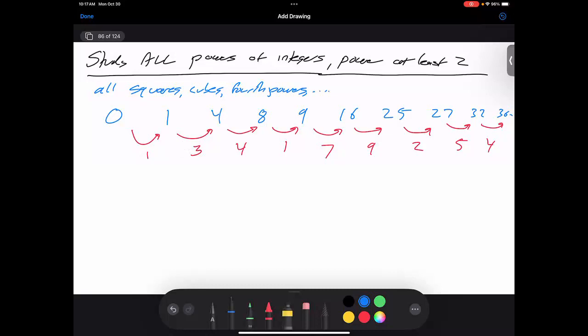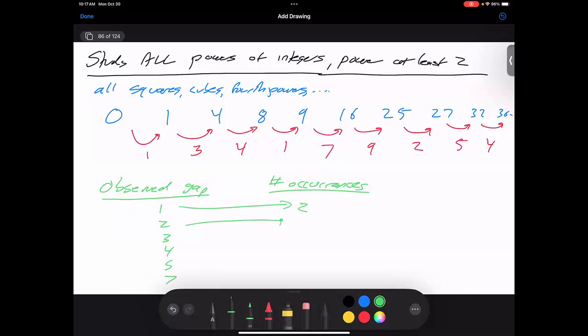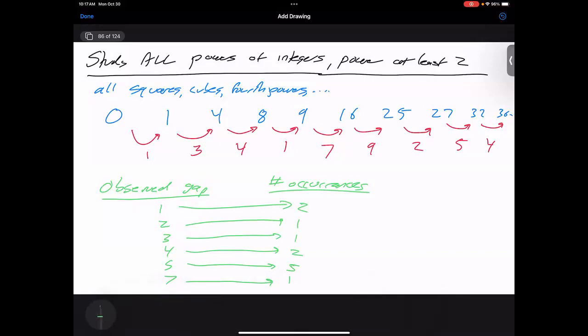And so we see 1 is a gap, we see 2 is a gap, we see 3 is a gap, we see 4 is a gap, 5 is a gap, 7 is a gap. So we can have a little table: observed gap and the number of occurrences. We have 1, 2, 3, 4, 5, 7. And 1 has occurred twice, 2 has occurred once, 3 has occurred once, 4 has occurred twice, 5 has occurred once, 7 has occurred once. Oh, and we have a 9 as well. We can squeeze that in.